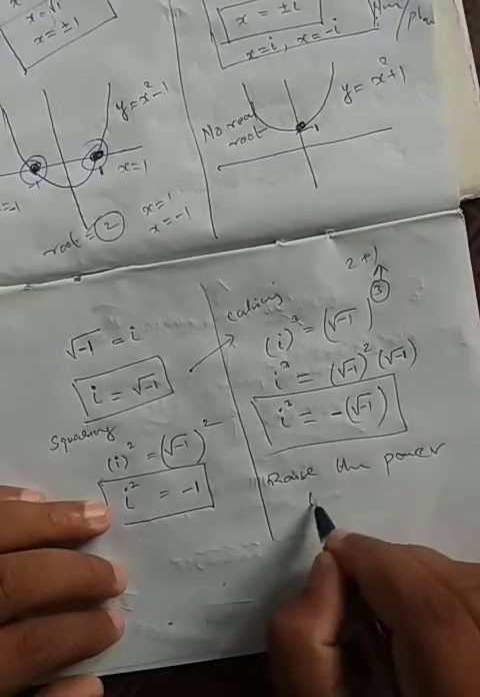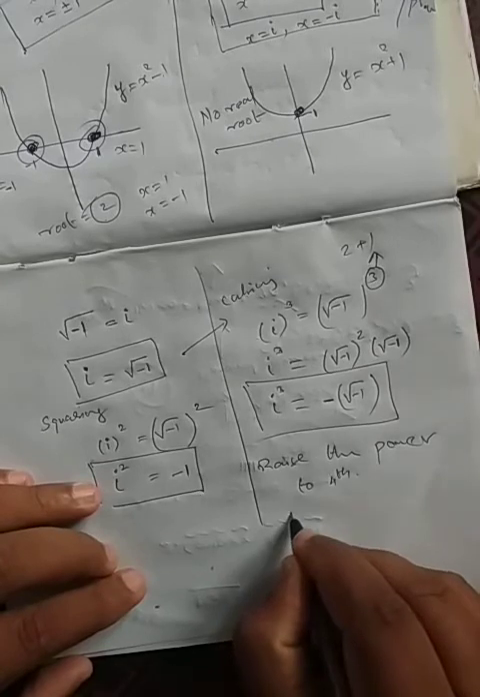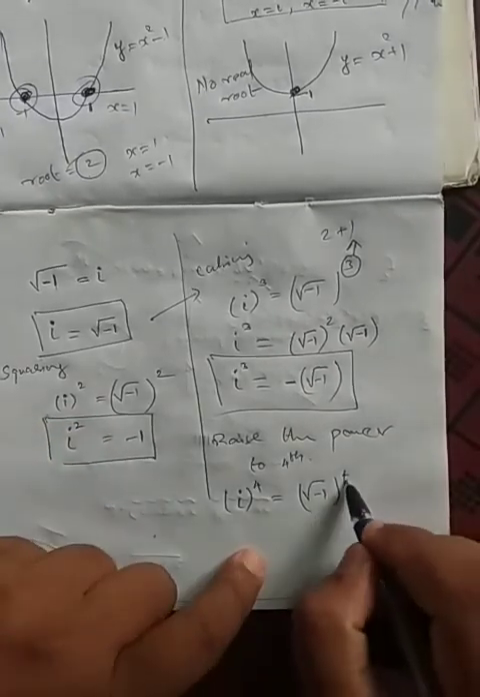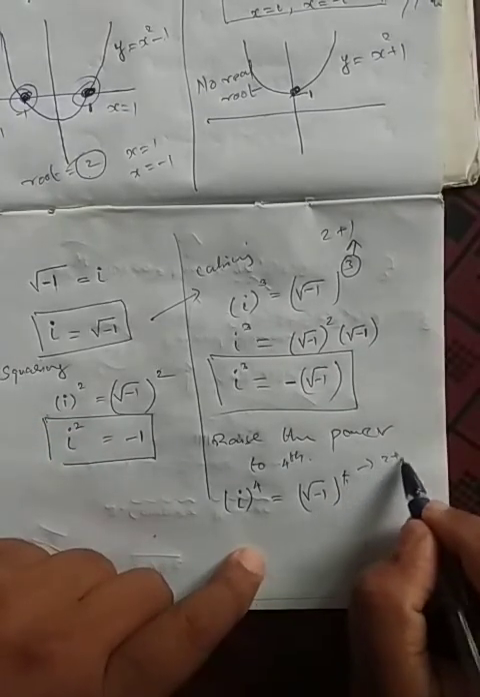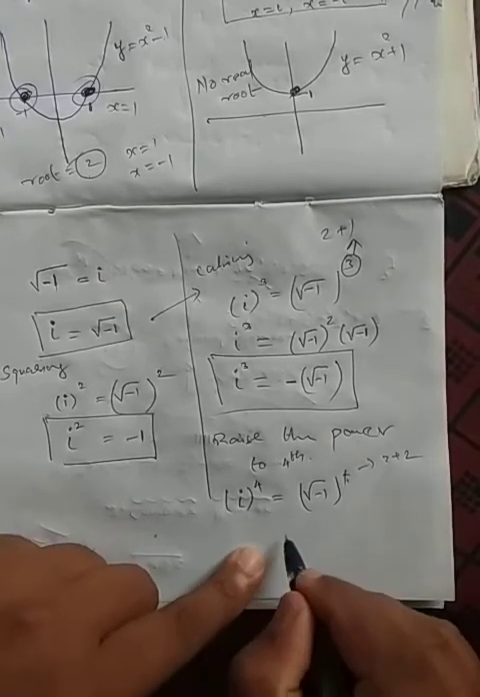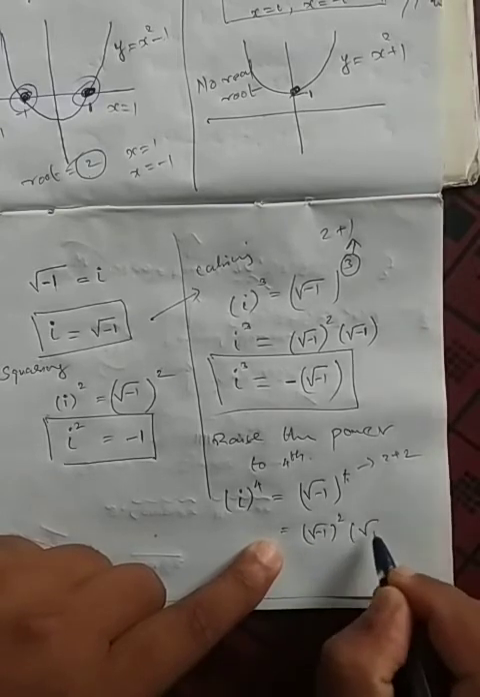Raising the power to 4, that is i power 4. On this side, what will come? Root of minus 1 the power 4. Can I split this 4 as 2 plus 2? Because 2 plus 2 value is 4 you are getting. So therefore, root of minus 1 square into root of minus 1 square.